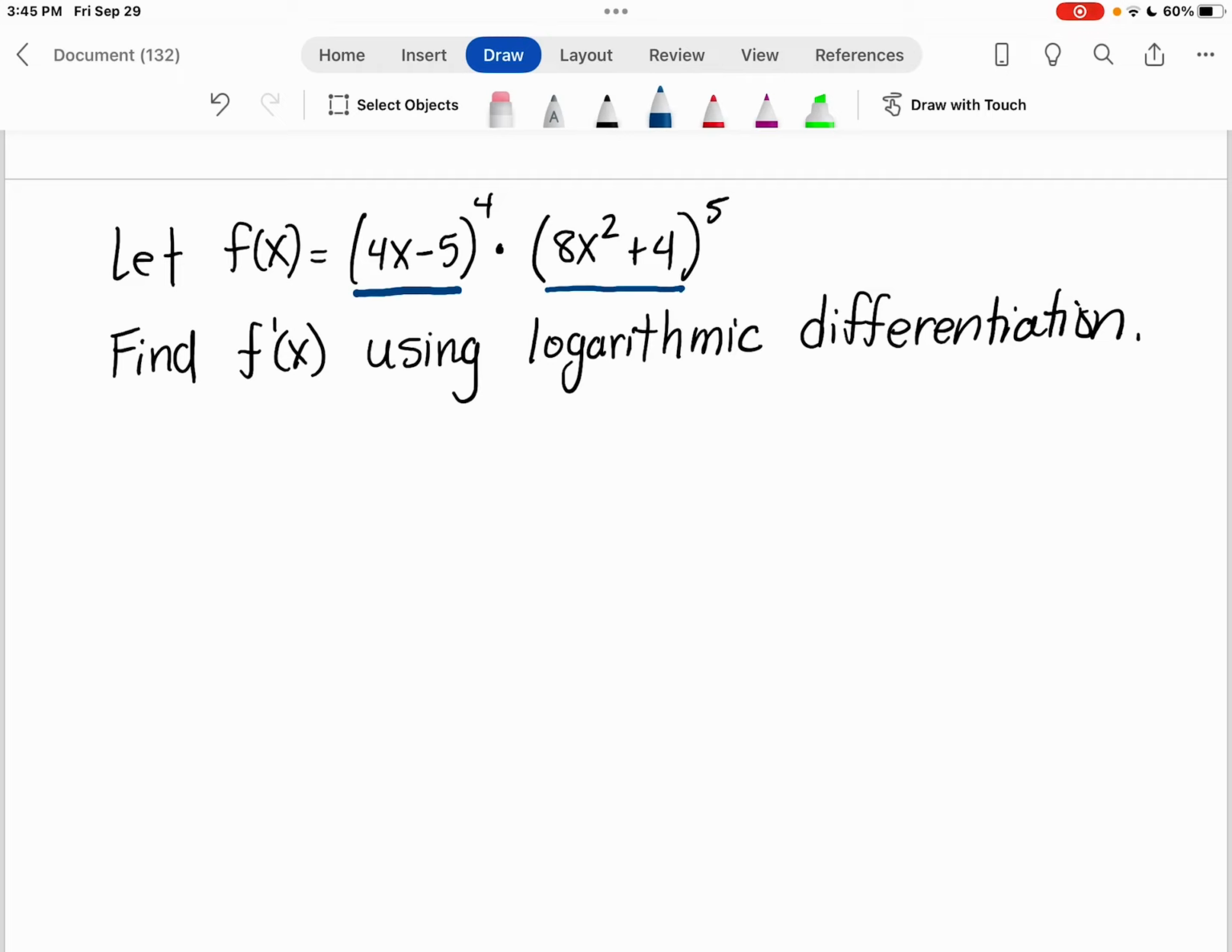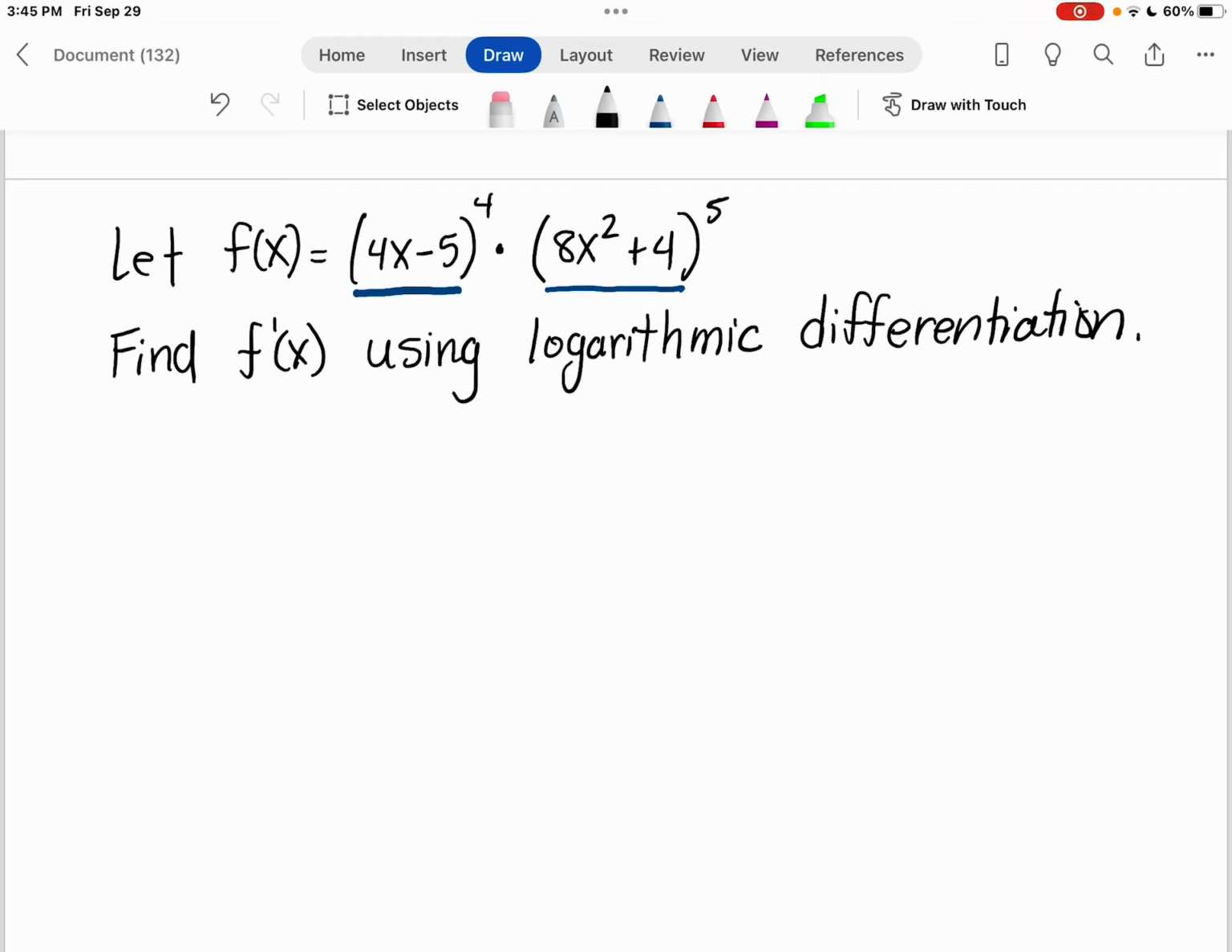So specifically for this example, we're going to use what's called logarithmic differentiation. The idea behind this is, before you take the derivative, to take the natural log of both sides of the equation, and then you can use the properties of logarithms to try to simplify things, and then take the derivative once it's simplified. So that's what we're going to do here.